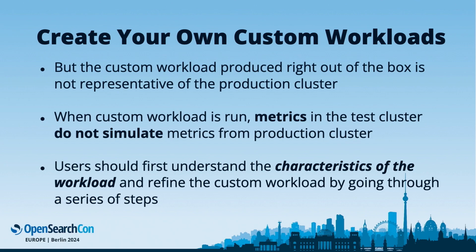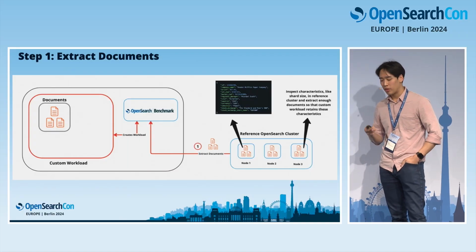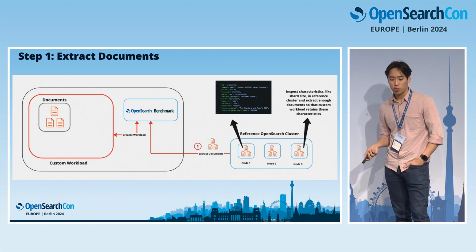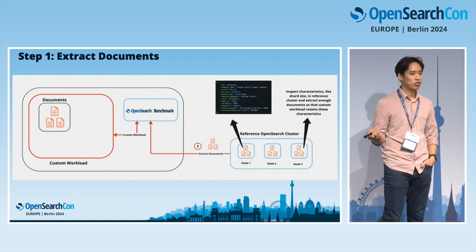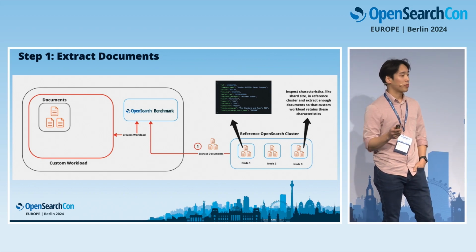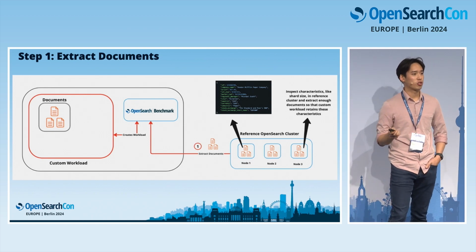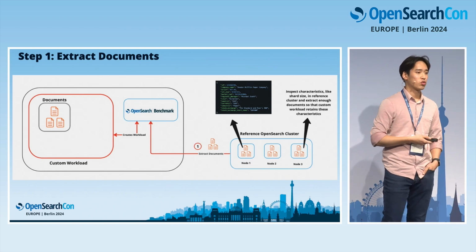So we've developed this process to help build custom workloads that are representative a lot better. And the first step is understanding which characteristics you want to bring over. So maybe the characteristic that you want to bring over is shard size. You want to match the shard size seen in the production cluster. Maybe your shard size in your production cluster is 25 gigabytes. You'll need to extract enough documents, do some calculations, and tell OSB, OK, I want this many documents from this many indices in the custom workload, and that will ensure that you still retain that shard size of 25 gigabytes.